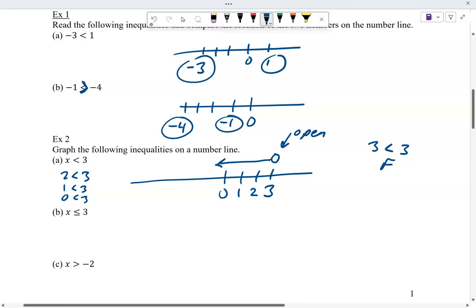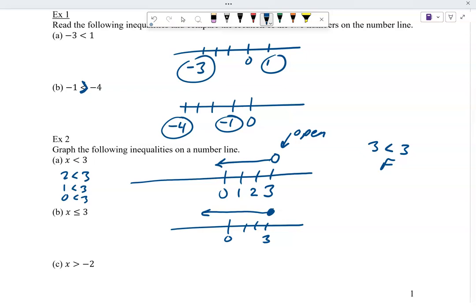No. That's why it's an open hole, because it's not including 3 as a solution, right? Now let's do x is less than or equal to 3. Now we're going to do it closed, meaning I include the 3 as part of my solution set. All values less than or equal to 3. So now is 3 included? Is 3 less than or equal to 3? You say, you bet it is. That's true. All right, so 3 is a solution. So is 2, so is 1, so is 0, and down the line, right? Less than or equal to.